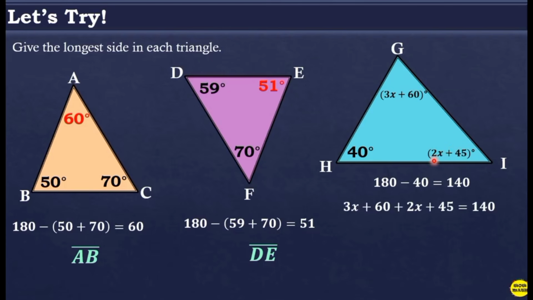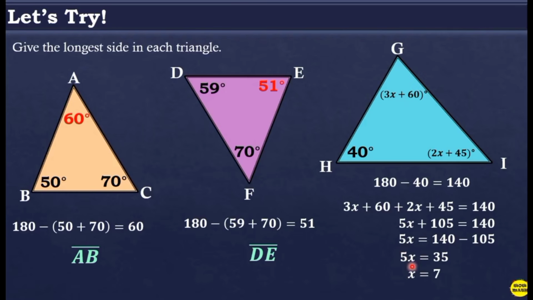So, pag in-add natin tong dalawang angles na to, ang dapat na sum niyan, 140. So, 3x plus 60 plus 2x plus 45 is equal to 140. So, i-add natin si 3 plus 2, that is 5x. And then 60 plus 45, that is 105, is equal to 140. So, transpose natin si 105. That will become minus 105. So, 5x is equal to 35. Divide both sides by 5. So, 35 divided by 5, that is x is equal to 7.